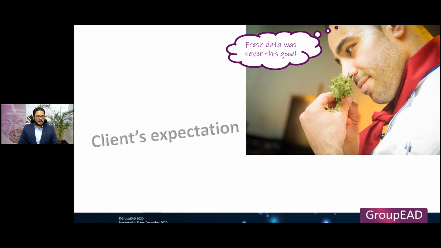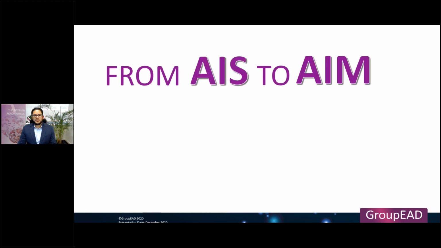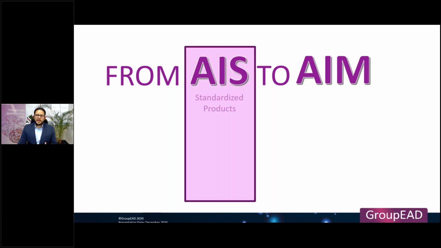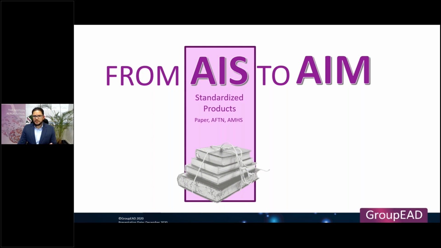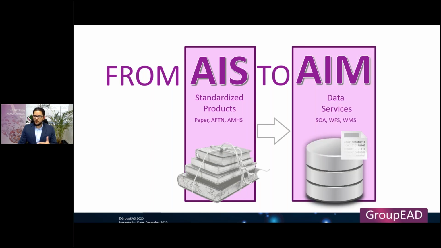But what we really want to talk about right now is actually data users' expectations. What are the expectations, especially from ICAO, what they really want. I guess that we all here are aware of this mission that we have had for the last decade, which is the transition from AIS to AIM. And if we could dare to summarize the whole transition from AIS to AIM, we could say that it's actually to move from the standardized products in paper, AFTN or AMHS, to data services with a service-oriented architecture, web feature services, or web map services.